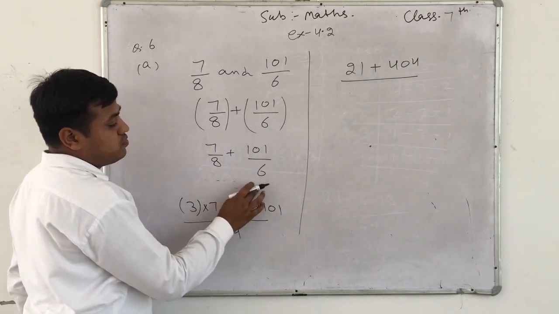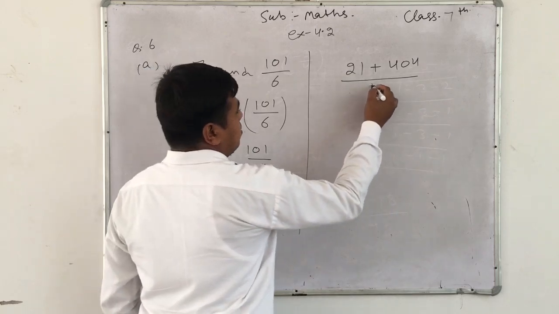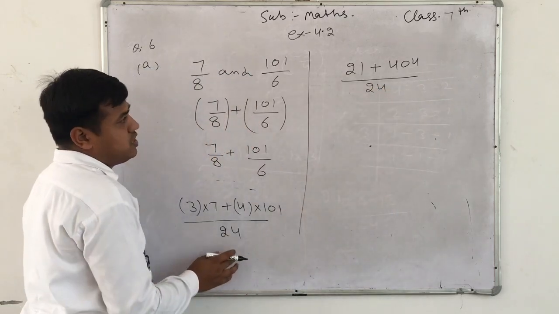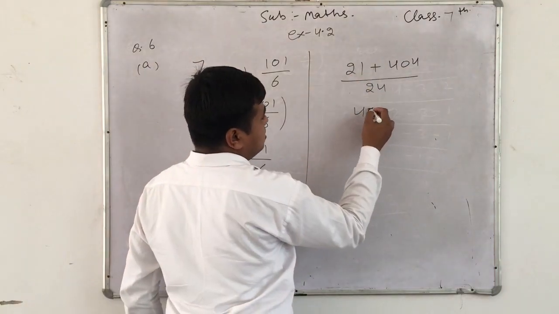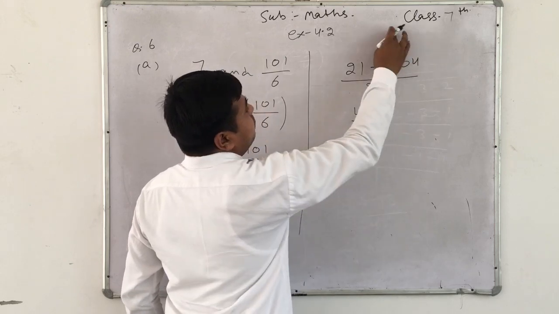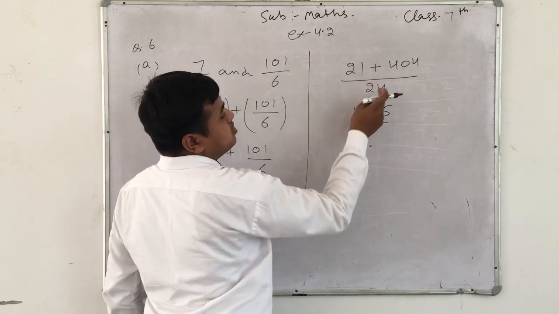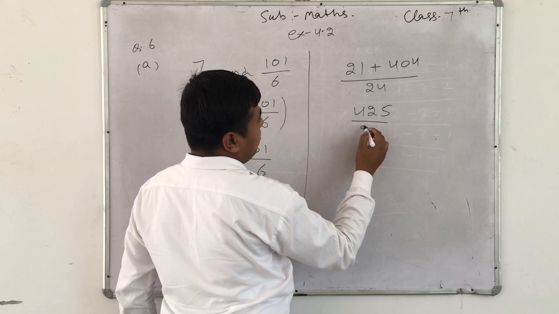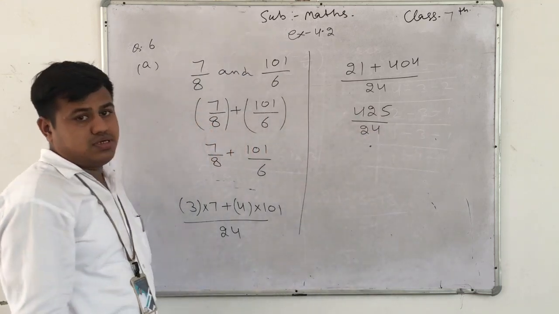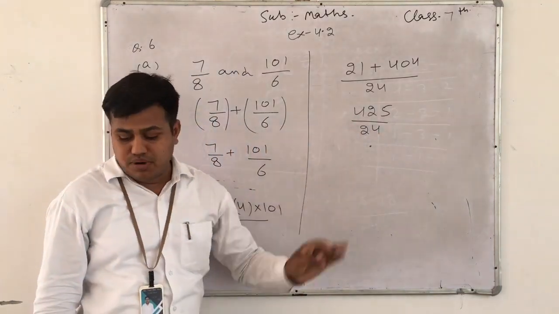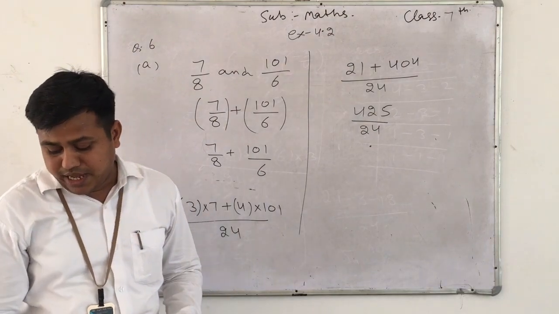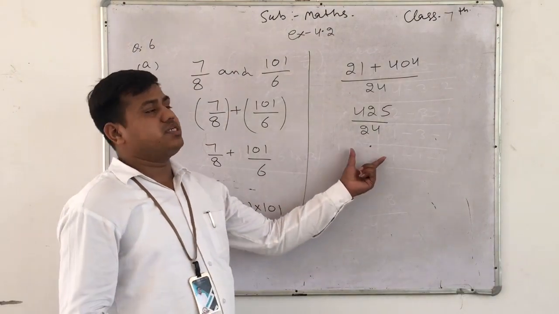4 ones are 4, 400, 4 ones are 4, divided by 24. If we add the two digits, 4 plus 1 is 5, 2 plus 0 is 2, 4, divided by 24. This is the answer. But according to the question, express the sum as a mixed fraction.